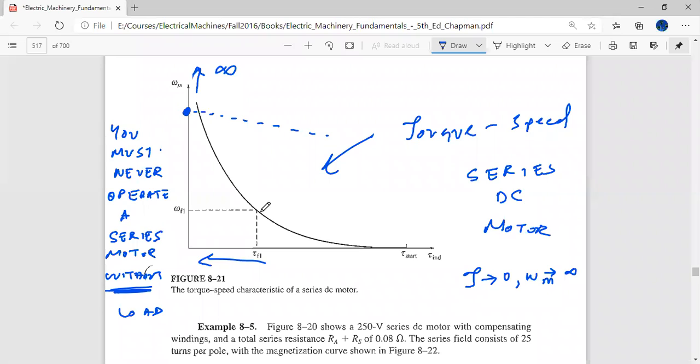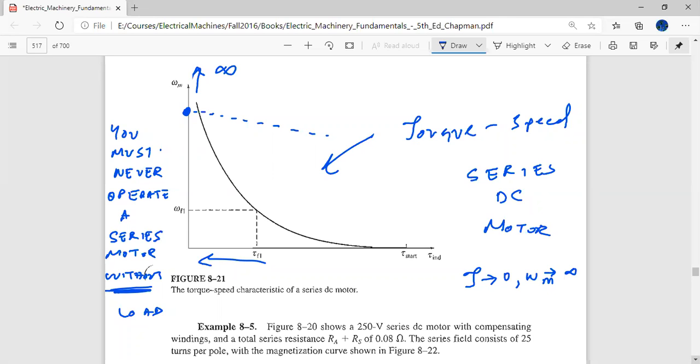But in the case of the series motor, as the torque is going to zero, you can see the RPM is tending towards infinity. So you can never operate this machine on no load. If you do, then the machine will develop a very high RPM, and it can damage the mechanical construction of the machine. So that is why you must never operate a series motor without a load. The series motor has always to be used with a load. Okay.